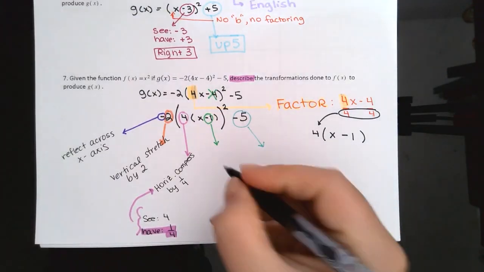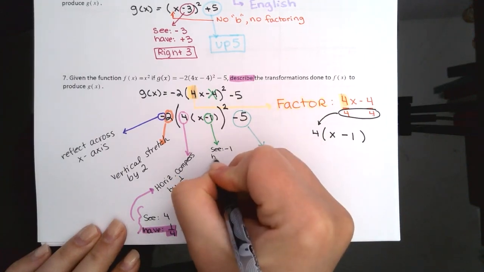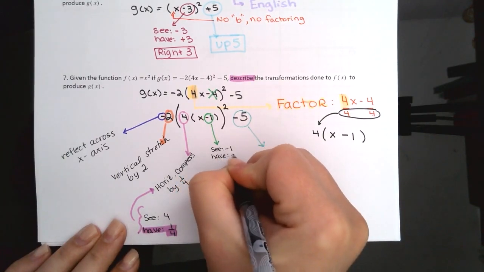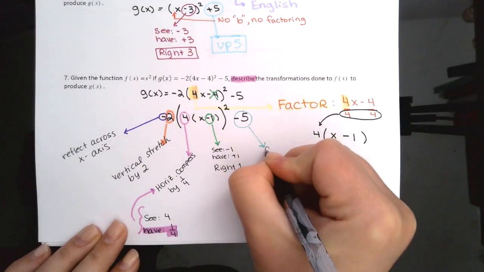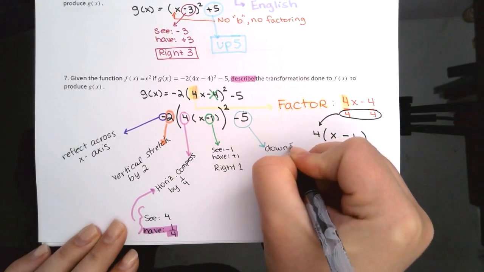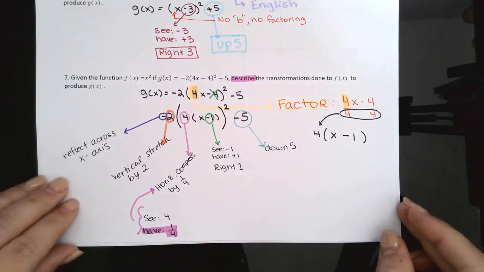Next, we see a -1. That means we have, this is for the insides, a +1. That means I go to the right 1 and I shift down 5. Good. Let's move on.